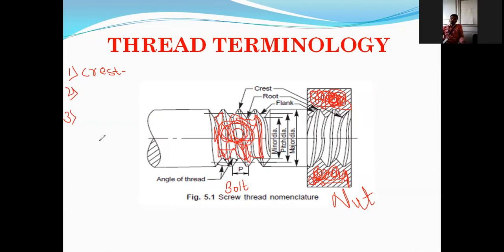Again, which terminology have we seen further? Major and minor diameter. The diameter which is passing from the crest of the thread. Here you have to remember that major diameter is also called the nominal diameter. Major diameter is also called the nominal diameter. It is denoted as M. You remember this.